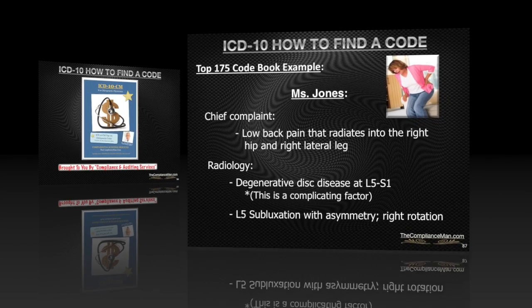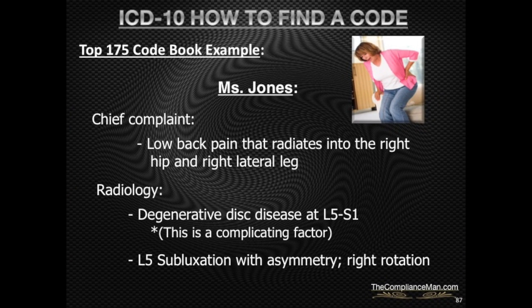In this slide, I want to show you how you can use the top 175 codes book to find the exact code that you need. In this example, we have Miss Jones. She has a chief complaint of low back pain that radiates into the right hip and right leg. Radiographs have determined that she has degenerative disc disease at L5-S1, and this is considered a complicating factor. Remember, we talked about the hierarchy of codes. And we also diagnosed her with an L5 subluxation with asymmetry right.